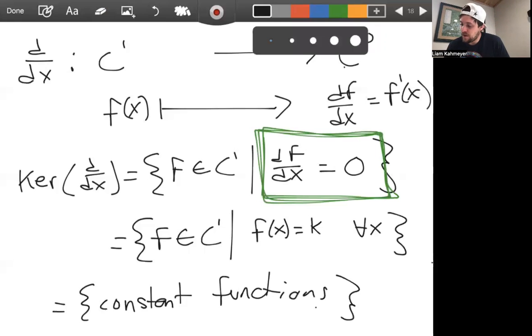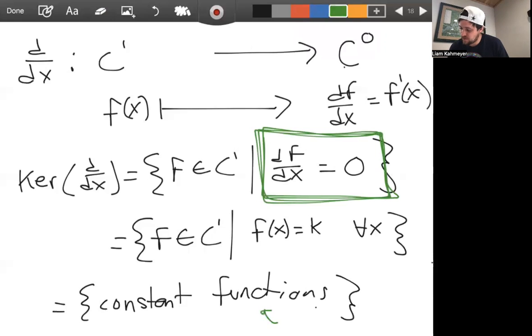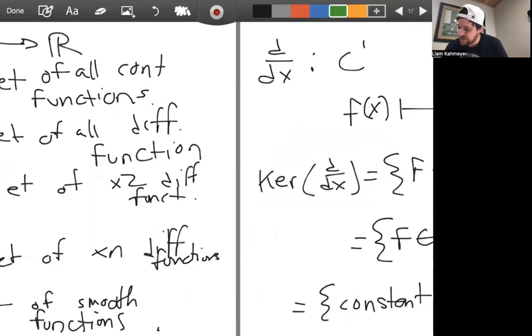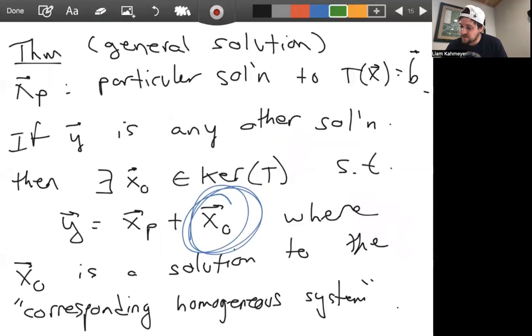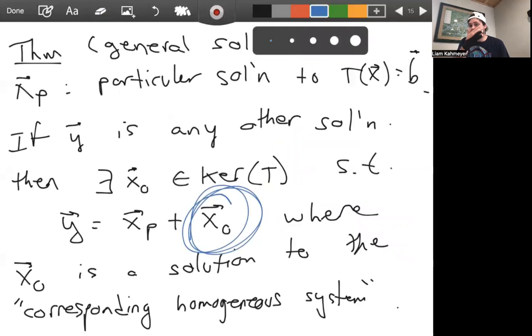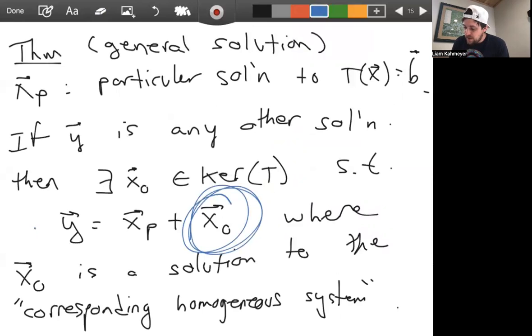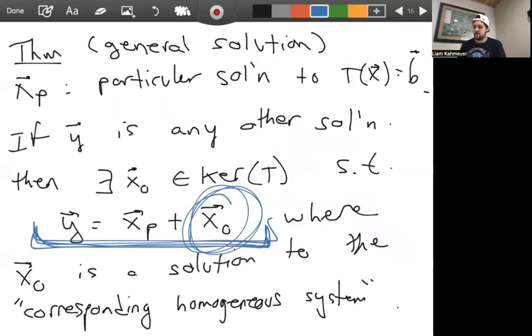Okay, so what does that mean then, right? That means this collection of constant functions would represent our x naught in the language of the previous theorem that I was talking about here, where we're saying that if you have a particular solution to a system, then y equals the particular solution plus these elements of the solution space or of the null space. The sum of these make up the collection of general solutions here. So let's see an example.